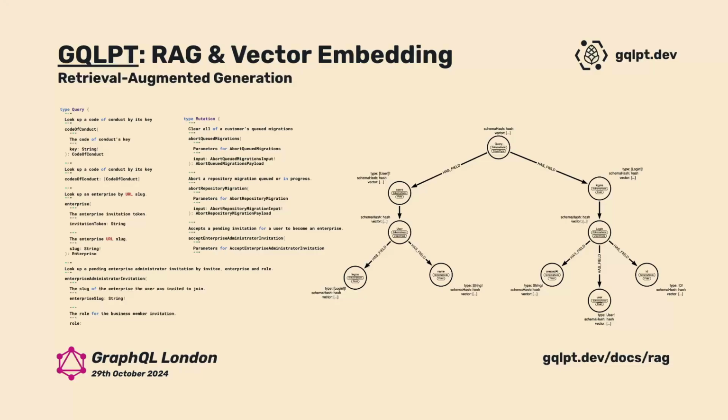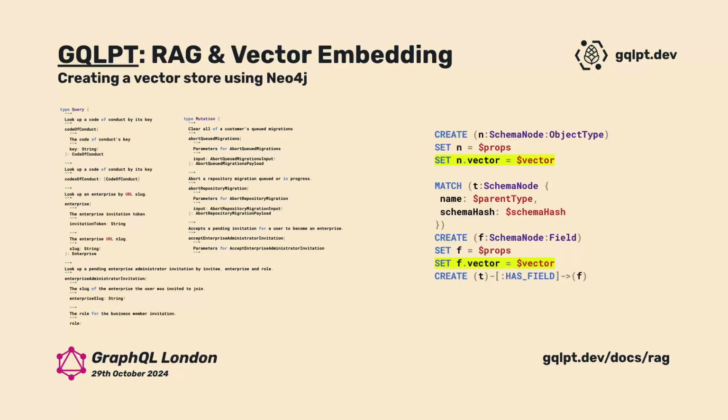And essentially what we can do is we can take our GraphQL schema and we can visit it and we can store it in a vector store. For the purposes of this demonstration, I'm going to show you how to use Neo4j. And essentially you create a binary representation of each type in your GraphQL schema, and then you store them in a graph.